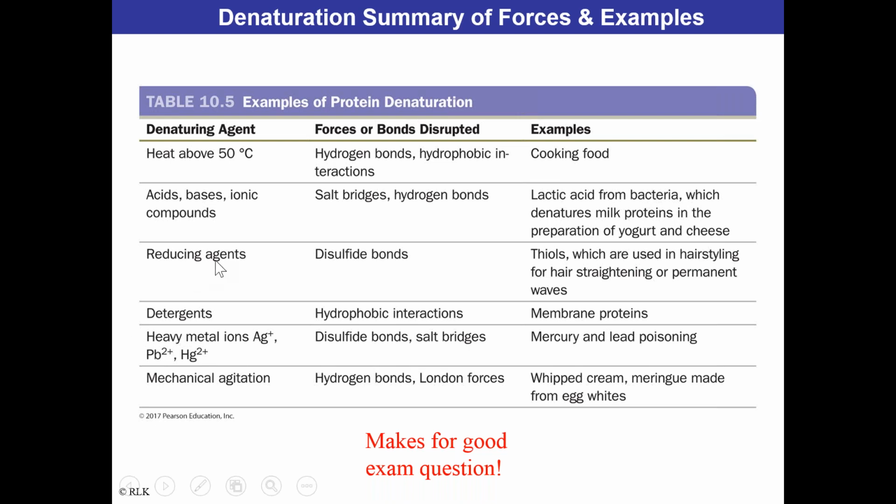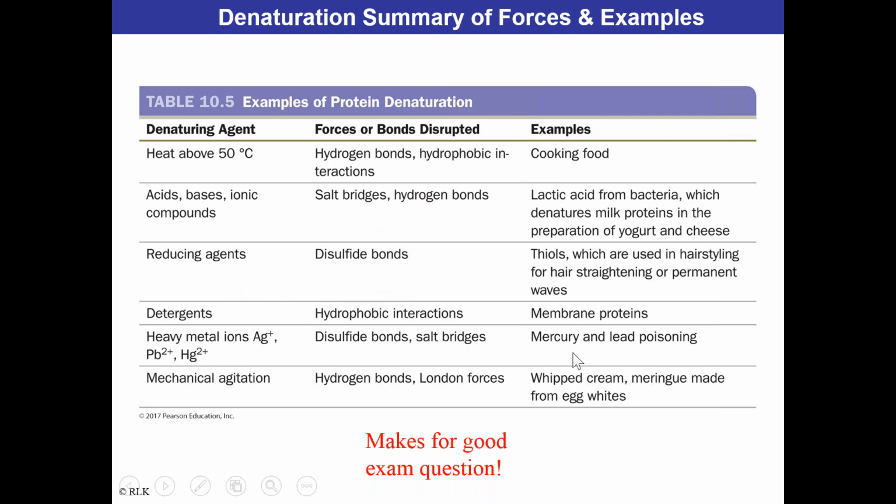For instance, you need to have reducing agents that can interrupt disulfide bonds. Here in the example, they have thiols, which are used in hairstyling for hair straightening, or permanent waves, right? So all of that has to do with the disulfide bonds, but I even told you that using copper sulfate, for instance, actually acted upon a bit, kind of like these heavy metal ions, like silver, lead, and mercury in the middle to low end of the table, where it says it interrupts the disulfide bonds. It does the same thing too. Usually you're going to have reducing agents there as well.